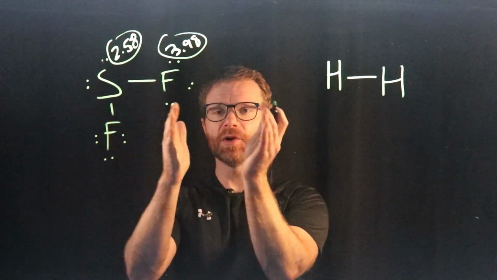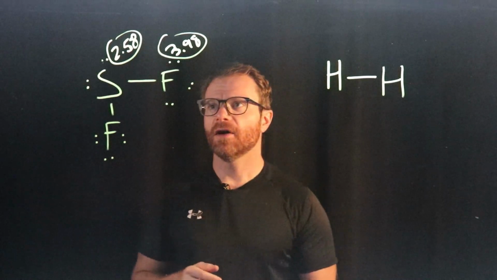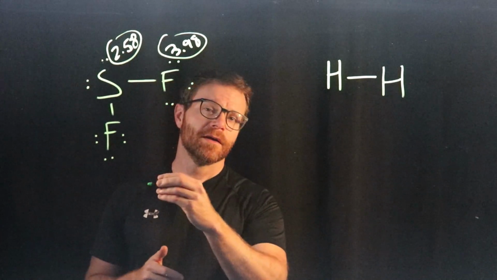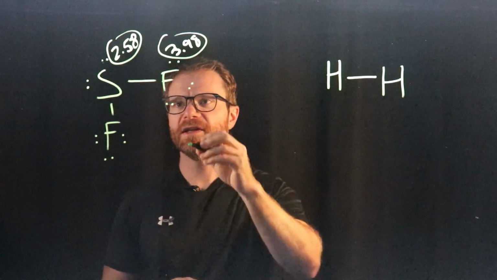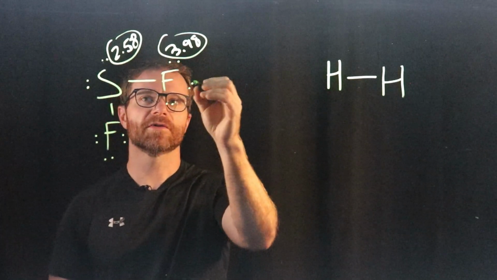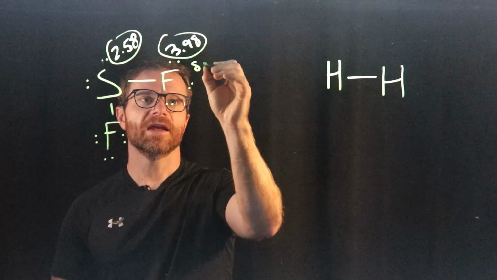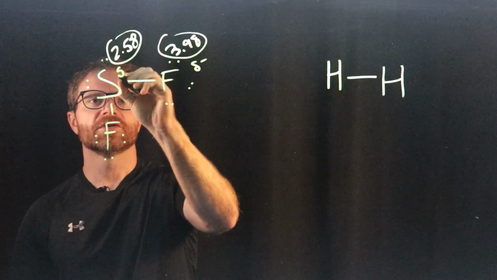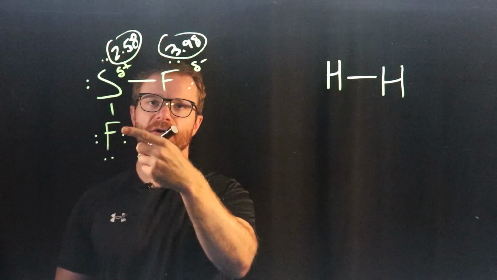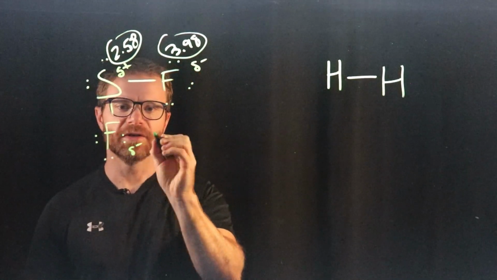Okay, so which one of these two is pulling more strongly on those electrons? If you said fluorine, you are correct. It has a higher electronegativity, so the electrons are going to be a little closer to the fluorine than the sulfur, giving it a partial negative charge, giving that sulfur a partial positive charge. This fluorine, same thing, it's going to get that partial negative charge.